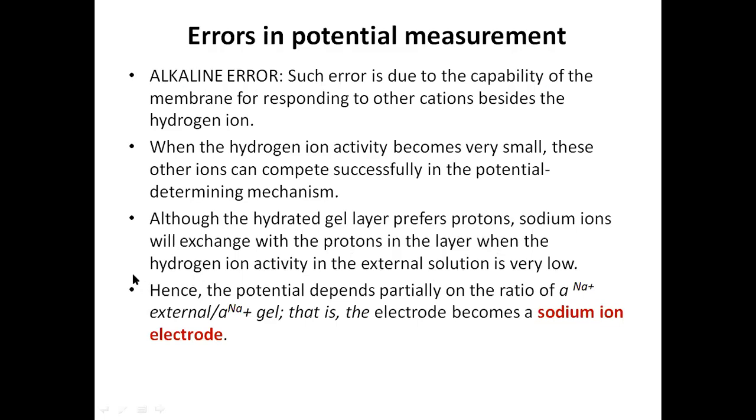Due to this, the potential of this electrode depends on the sodium ion, if there is a larger population of sodium in it. Sodium internal and sodium external. And that's why this electrode now becomes a sodium ion electrode, not a hydrogen ion electrode, not a pH electrode. Now it has turned into a sodium ion electrode, because it gets more sodium ions in place of hydrogen ions.